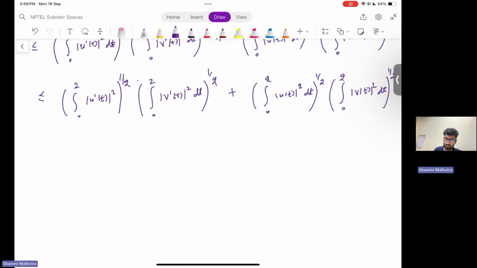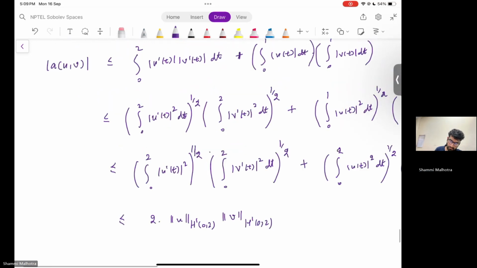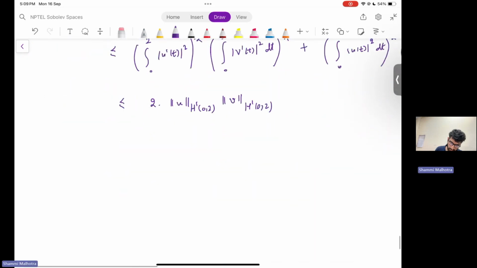Once that's the case, the whole thing is nothing but less than or equal to twice the H1 norm of u times the H1 norm of v. Yes. So this gives continuity.